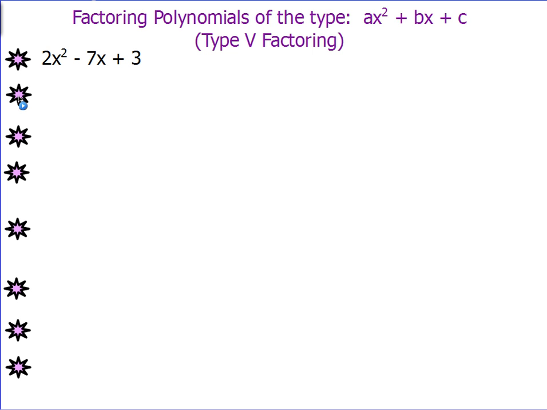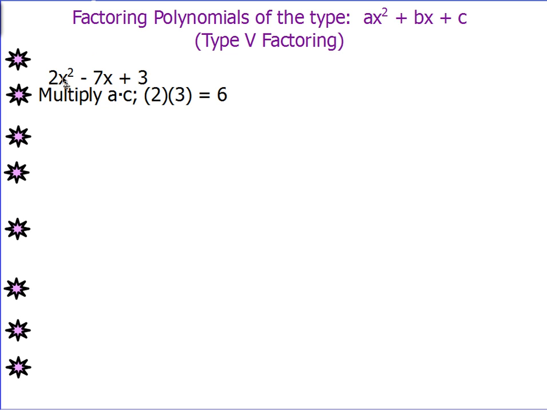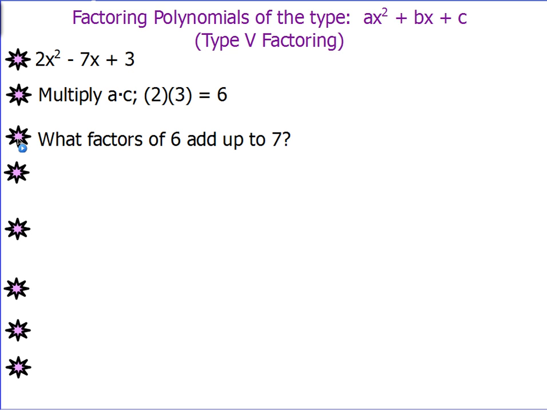My first thing to do here is multiply a times c. What's a? A is the coefficient of the x squared, so it's 2. And what is c? That's my constant term, that's 3. So to multiply ac, I multiply 2 times 3, and I get 6. Then what do I do? Well, kind of similar to what we did with type 3 factoring, except instead of wondering about just c by itself, I want to multiply a times c, that's 6, and I want to know what factors of 6 add up to that 7.